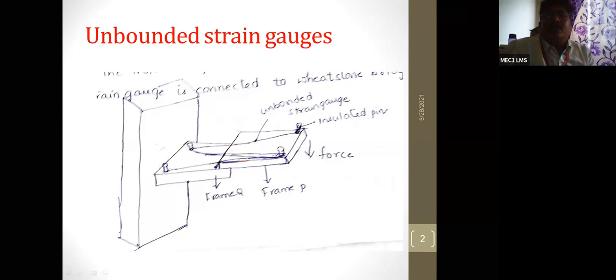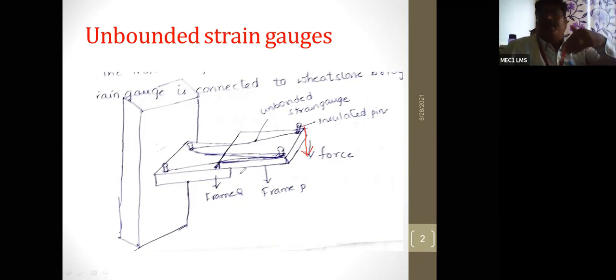So these are the four insulated pins and unbonded strain gauge. When the force is applied at the end, these frames undergo stress. There will be deflection, some bending takes place. So the stress is developed in those frames, that is frame P and Q.